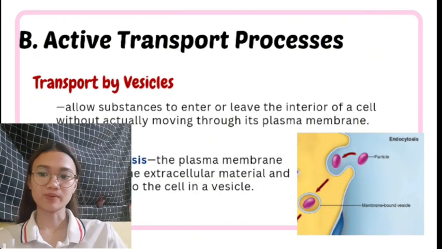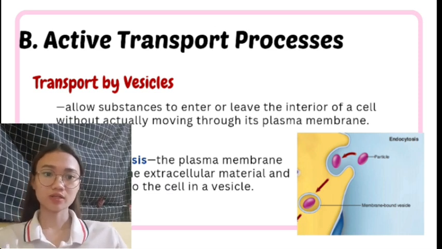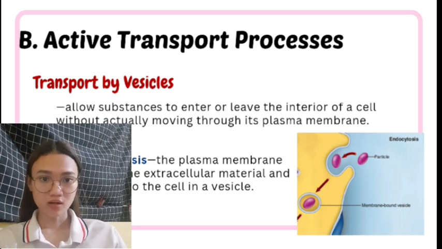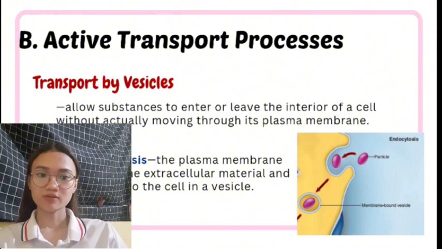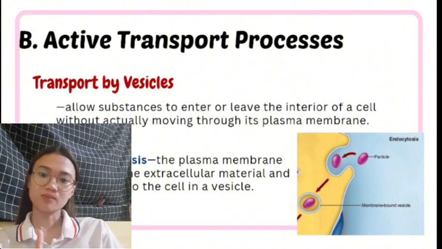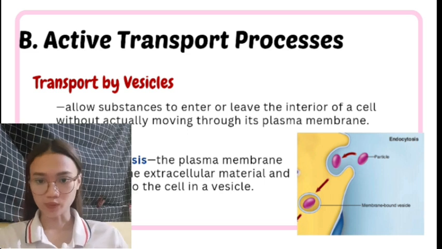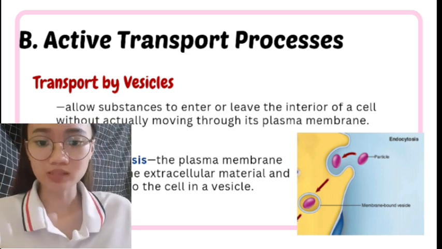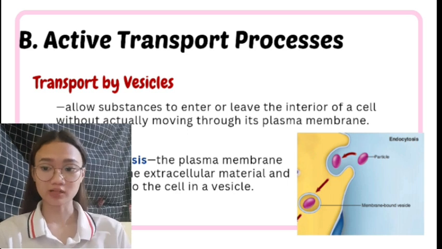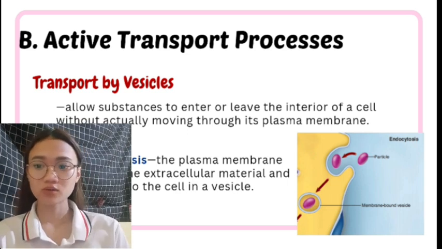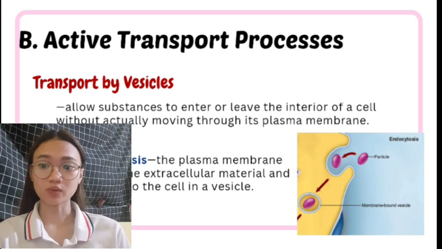Next, we have the transport by vesicles. So, allow substances to enter or leave the interior of a cell without actually moving through its plasma membrane. So, we have the endocytosis. So, once na matrap sa endocytosis, the plasma membrane traps some extracellular material and brings it into the cell in a vesicle. So, once na matrap, tinutulak nito papasok yung mga particles sa loob ng cell, and when the membrane fuses together, they form small vesicles. So, ayan yung mga bubble structure na yan.